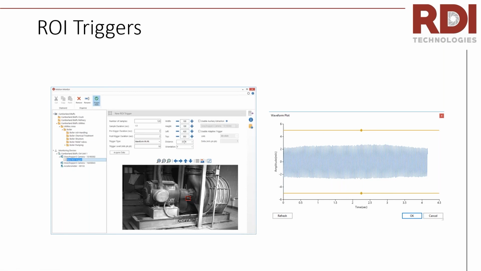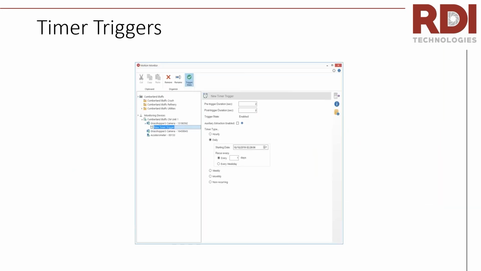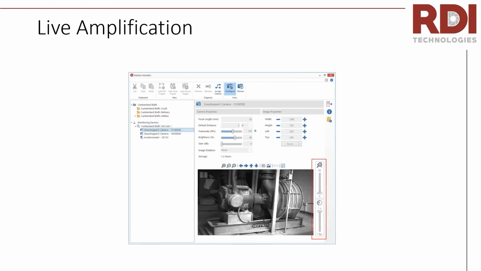You can set timer triggers, accelerometer triggers, all that. But I wanted to really focus on the camera portion of it, which is the ROI, where you can draw this box and monitor that box in real time for motion, as if there was an accelerometer placed on it. Again, timer triggers. And you can even do live amplification. You could have this camera set out, and in your office, press a button on a screen and show live what that asset is doing right now on the camera.